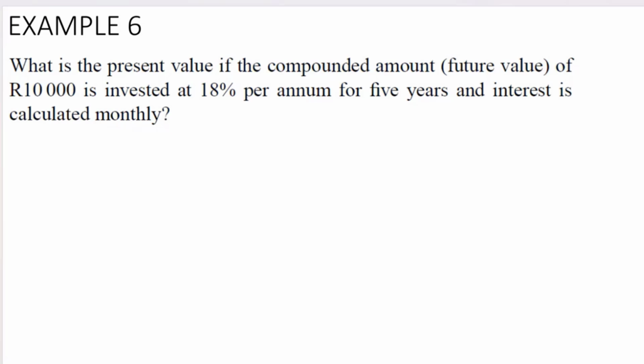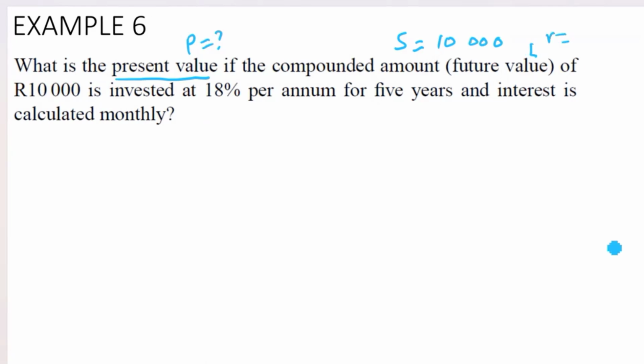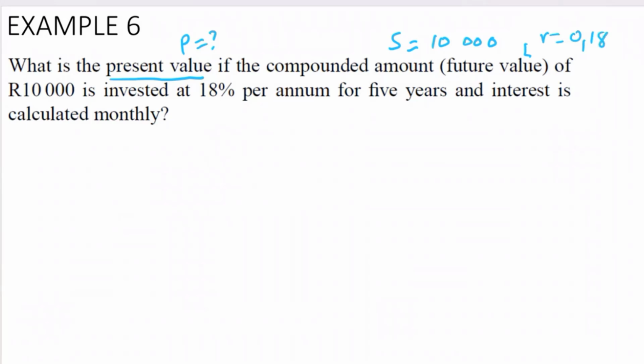Here is another interesting question. Okay, so here we are looking for the present value. You've got the present value here that you need to look for. If the compounded amount, that means your S is equal to 10,000, is invested at 18%. So now you've got your R is equal to 18%. For 5 years, your time is equal to 5, and the interest is calculated monthly. That means this is compounding monthly.